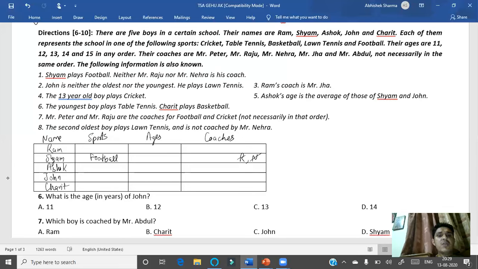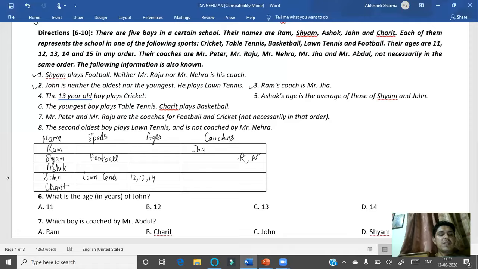Thereafter, John is neither oldest nor youngest, and he plays lawn tennis. So John plays lawn tennis, and his age can be 12, 13, or 14. Thereafter, Ram's coach is Mr. Jha. So this is very definite that Ram's coach will be Mr. Jha. Thereafter, the 13-year-old boy plays cricket. So we don't have any information on who the 13-year-old boy is. So we are done with the third statement, the second statement, and the first statement.